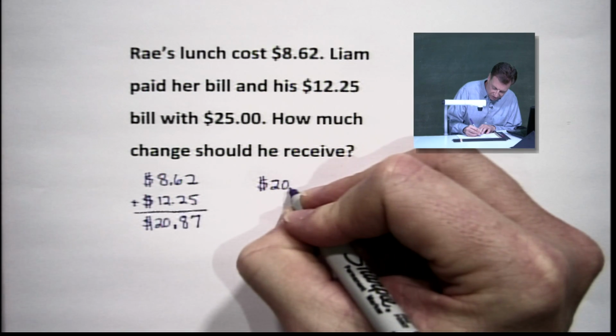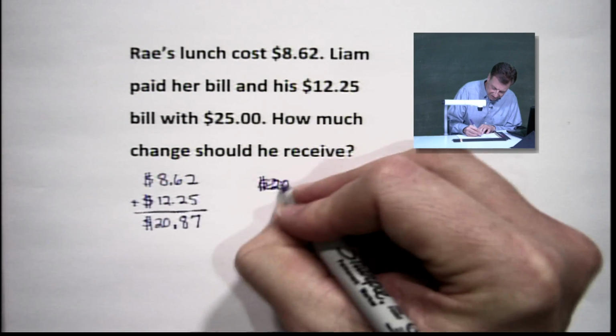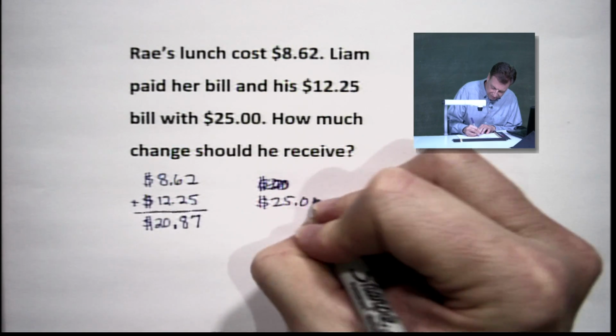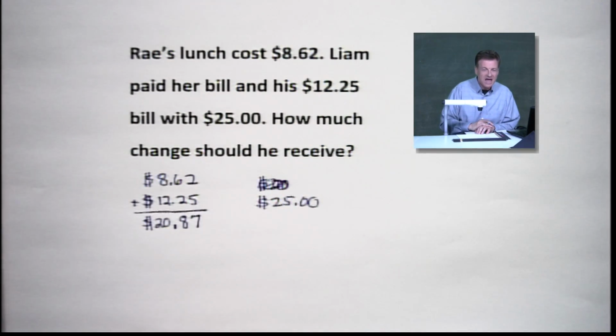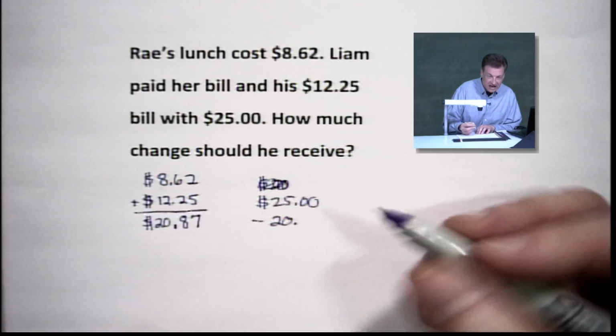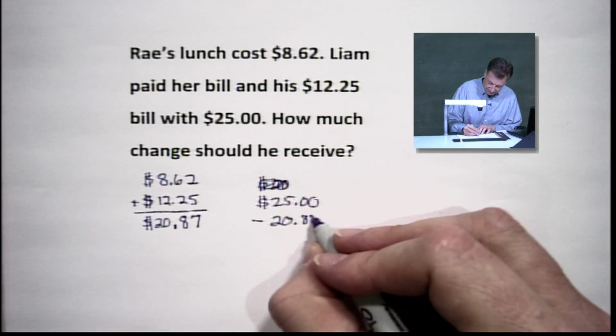Let me try that again. I was thinking 20 plus 5. I'm jumping the gun a little bit. Let's go with 25 there, and we're going to subtract that 20.87, all right?